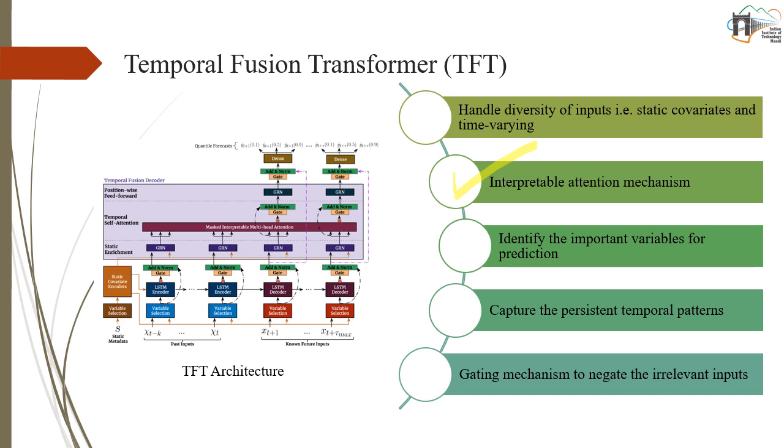Next thing was identifying the important variables for prediction. Our model captures the important variables for predictions by leveraging the variable selection networks, and we can say that it dynamically selects the input variables at each time step. This feature ensures that our model focuses on the most influential factors while disregarding irrelevant inputs. When we are encountering these time series forecasting issues, we have a number of inputs that are varying for a very long time. We have huge data sets.